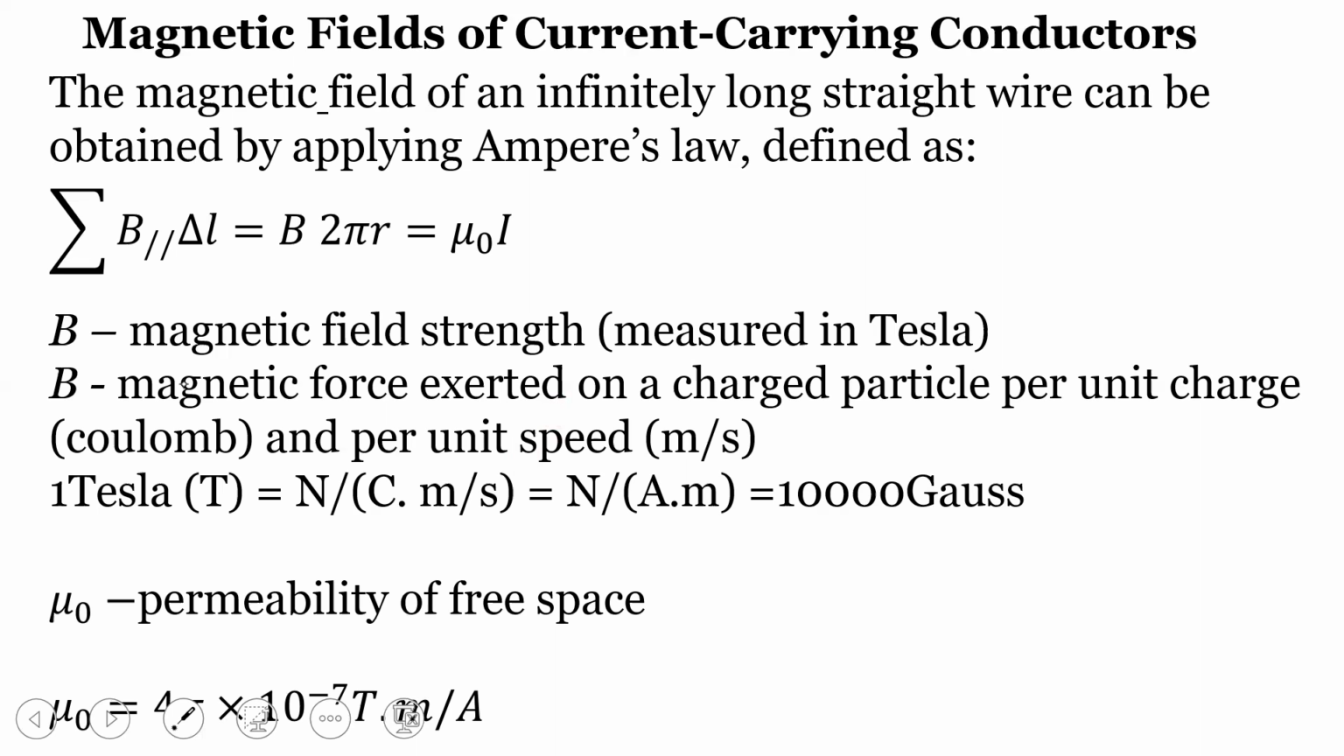B is magnetic field strength measured in Tesla. So ignore the second B on the next line. So magnetic force exerted on a charged particle per unit charge per unit second.